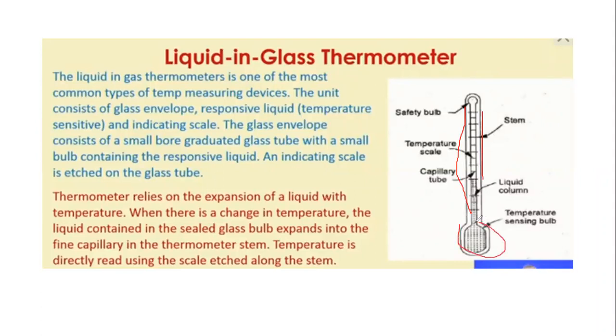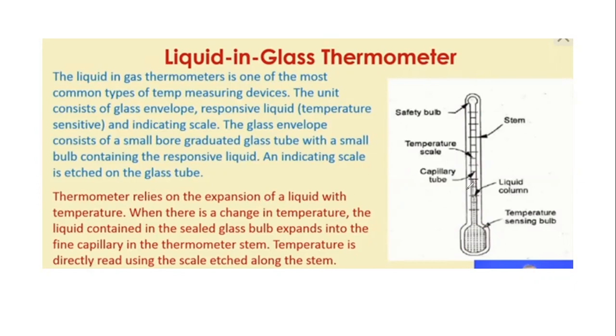the bottom it contains a temperature sensing bulb. In this bulb, we fill a liquid, and in this stem, there is a marking, that is an indicating scale. So, the glass envelope consists of a small bore graduated glass tube with a small bulb containing the corresponding liquid. Okay, the liquid filled in this glass tube is a temperature sensitive liquid. That means if we change the temperature, it will expand through this tube. In this type of thermometer, the liquid will expand with the increase in temperature.